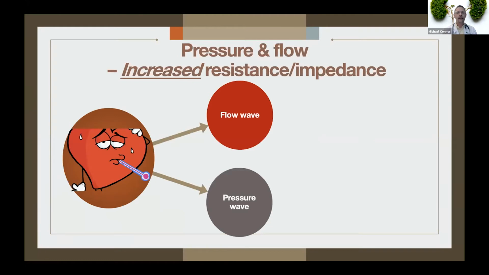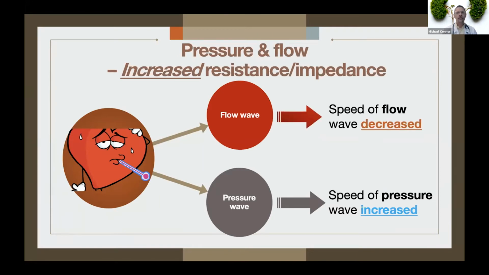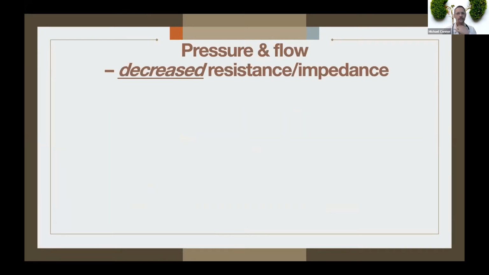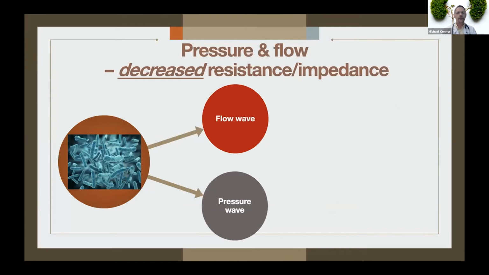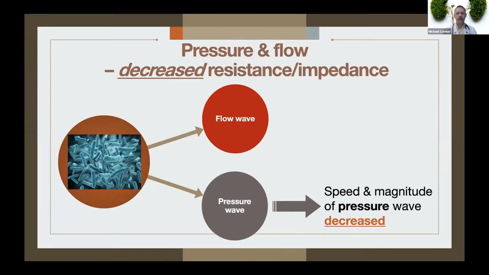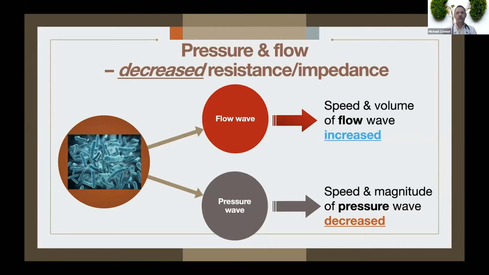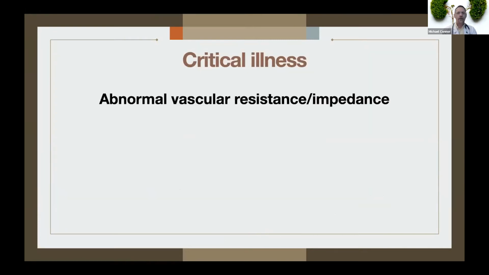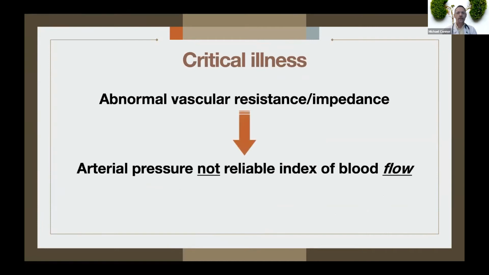What about when the heart is sick? So when the heart is sick and you get increased resistance and impedance from vasoconstriction, for example, then the speed of the pressure wave will increase, but the speed of the flow wave will actually decrease. And then in the setting of sepsis, where you get vasodilation and decreased resistance to flow, then the speed and magnitude of the pressure wave will decrease, while the speed and volume of the flow wave will actually increase. And so when you, in critical illness, have abnormal vascular resistance and impedance, arterial pressure is no longer a particularly reliable index then of blood flow.